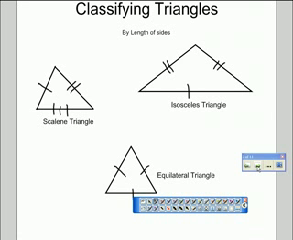Next one is isosceles triangle. An isosceles triangle's two legs are congruent, means they have the same length. So you see these two sides here and here have two tick marks in them each. That means they're congruent to one another. And the last kind of triangle is equilateral. All three sides are the same length. All three sides are congruent.